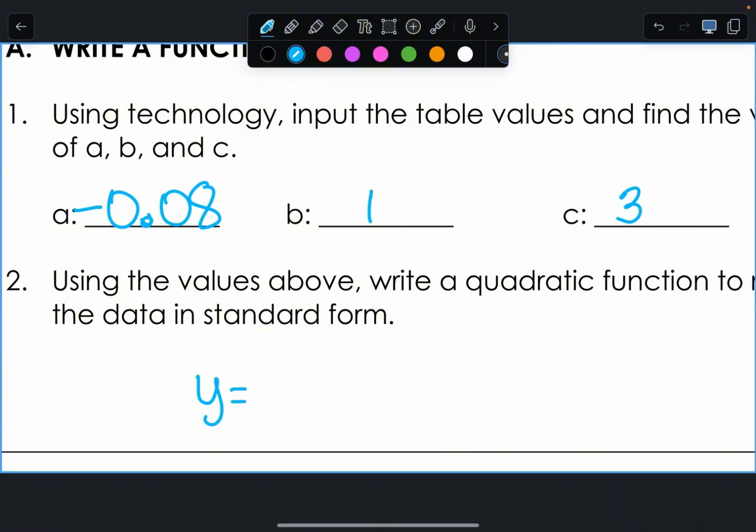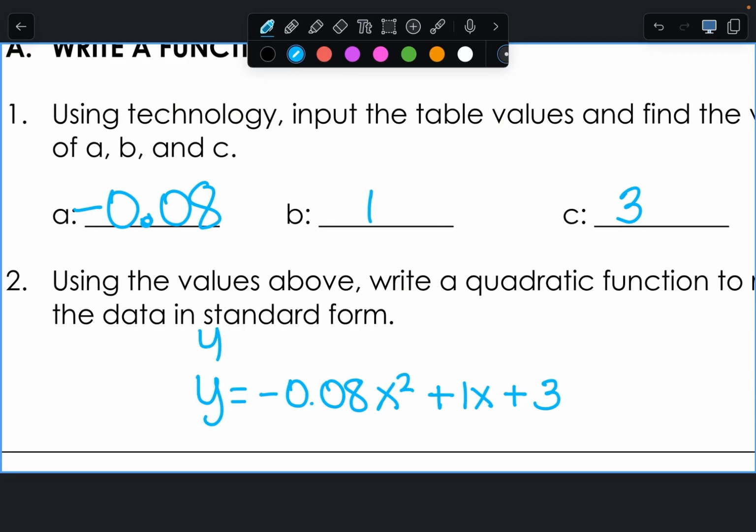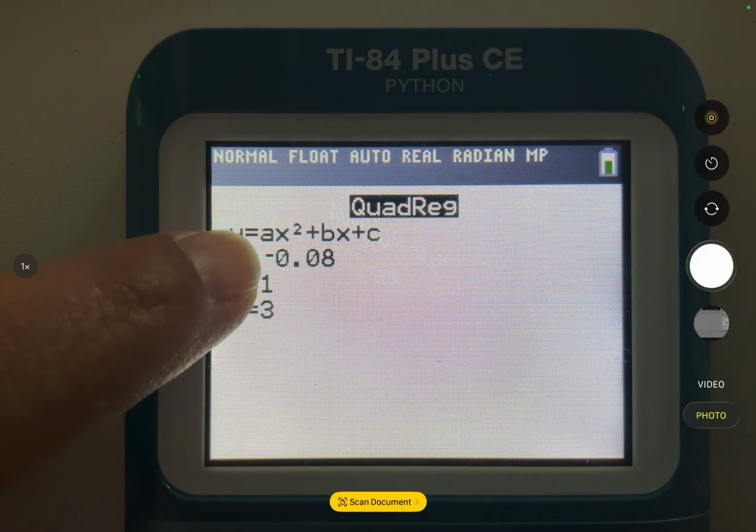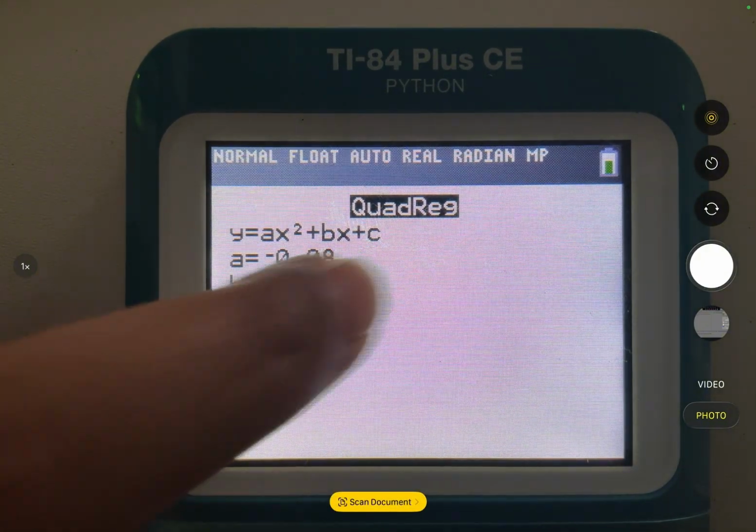What do we get? Y equals what? Y equals negative 0.08 x squared plus 1x plus 3. How does he know this? Because he looks at his calculator. No, that's your equation written in standard form. Look, a goes in front of x squared, b goes in front of x, c goes by itself at the end. The calculator tells you.